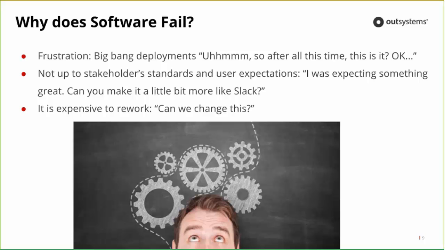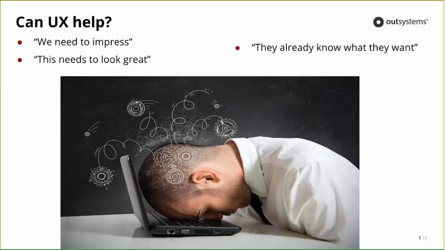How can we prevent these kind of situations in which we are confronted with final decisions when we already have everything deployed? Okay? So we've all heard, we need to impress, this needs to look great, and they already know what they want. And when I hear stuff like this, I have this reaction. I just lean on my head and say, oh my God. So, okay, so we need to impress. Can you translate that, please? What does that mean? So it needs to look right. What do you mean by look right? Is it just the look and feel, the experience, functionality, what?